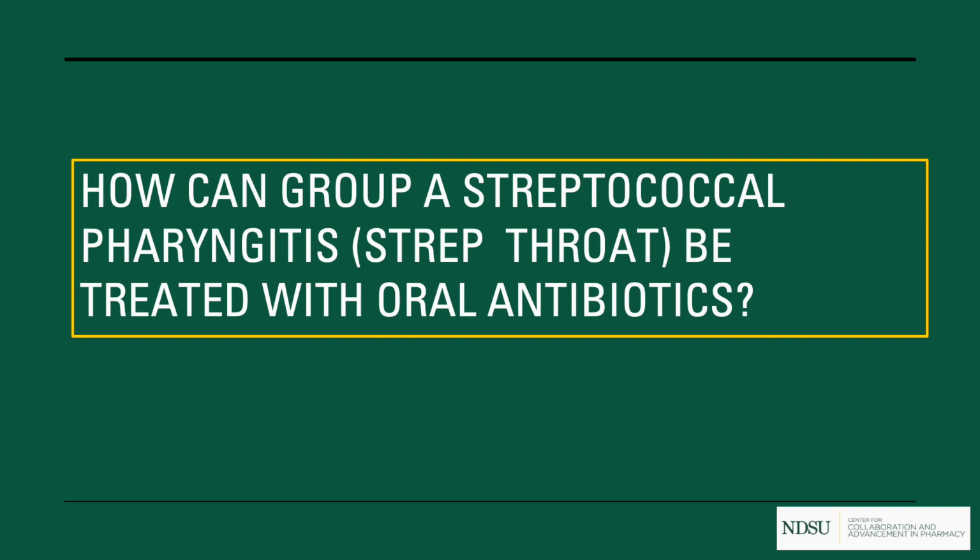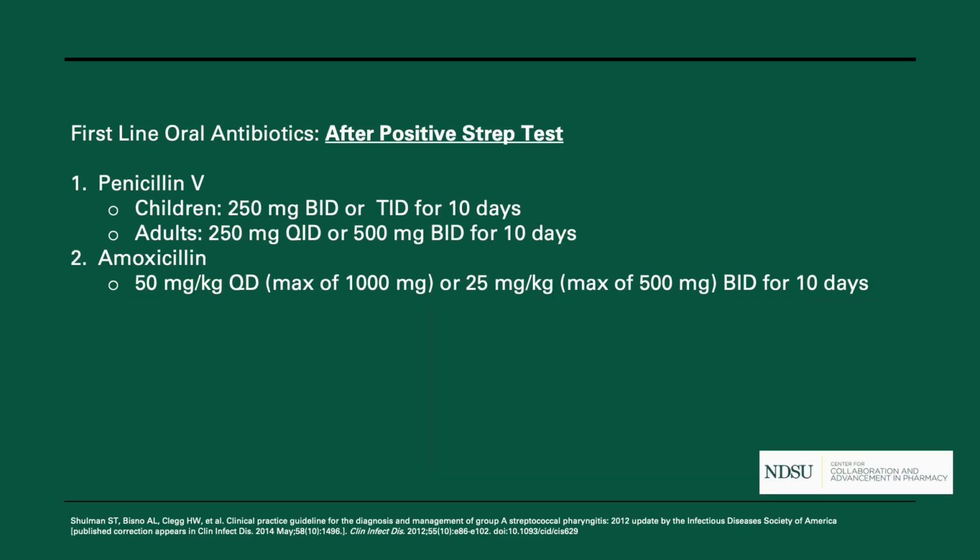So first, how can Group A streptococcal pharyngitis, also known as strep throat, be treated with oral antibiotics? Before any treatment occurs, we need to receive a positive test for strep before giving antibiotics. This also means that we should not treat family members without them also testing positive. Our first-line oral antibiotic agents would be penicillin V or amoxicillin.